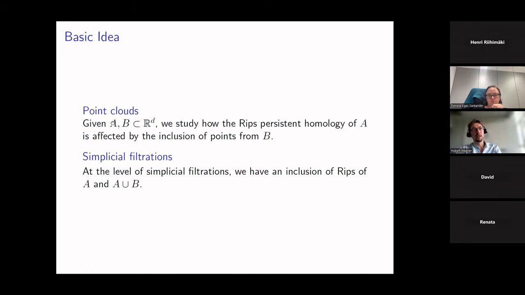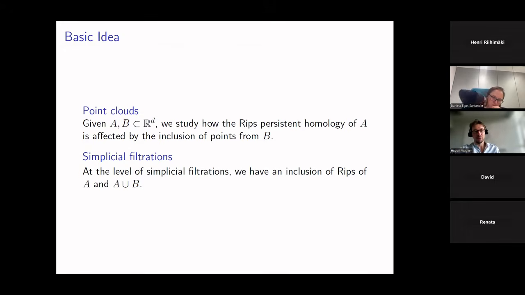So in any case, given 2 point clouds A and B, let's say in R^d, we'll be interested in how the Rips persistence of A is affected by the inclusion of points from B. So there will be examples in a moment. And in a sense, the algebraic definition is at the level of simplicial filtrations. So at this level, we can say that we're actually studying the inclusion of the Rips filtration of A into the Rips filtration of the union of the points.